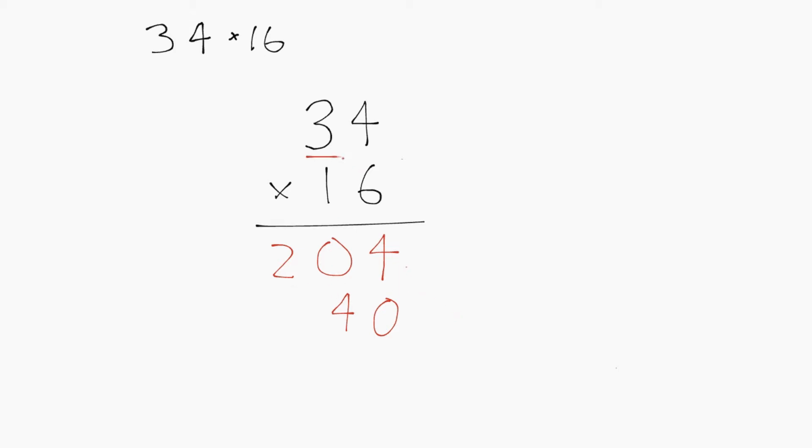Now you multiply the tens digit of both numbers. So in this case, it will be the 3 and the 1. So 3 times 1 will equal 3, and you just put that next to the 40. Lastly, we add the two numbers we got to get the product. So you would add 204 and 340, and the answer to that is 544. And that's the answer to 34 times 16.